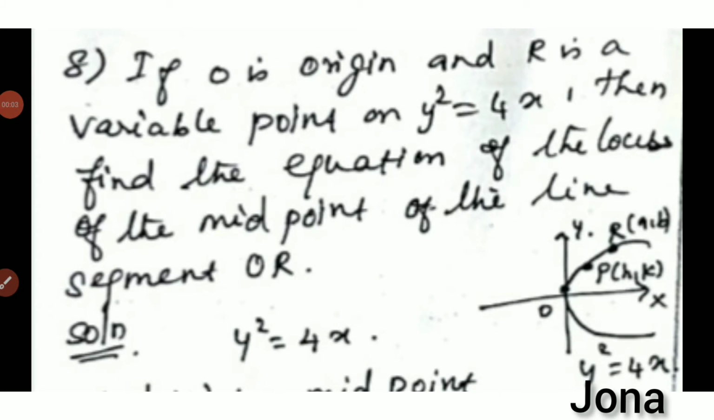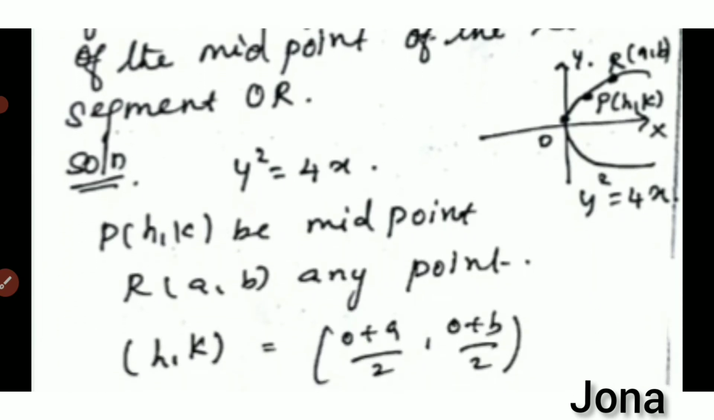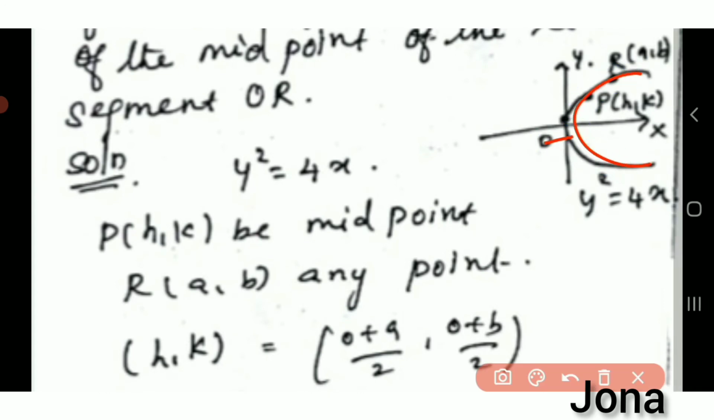Eighth problem. If O is the origin and R is a variable point on y square equal to 4x, then find the equation of the locus of the midpoint of the line segment OR. Here it's given O is the origin. In the diagram it's there. O is the origin, and here the equation of this locus is y square equal to 4x, and R is a comma b. So here the point P of h comma k is any point on this line.